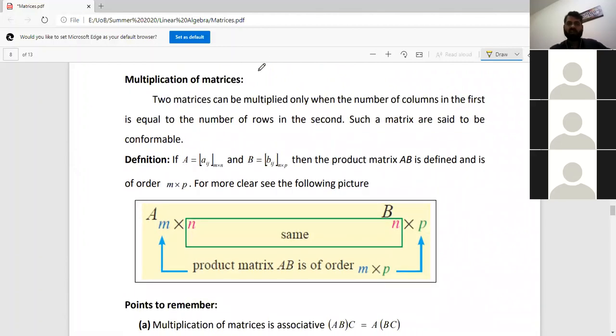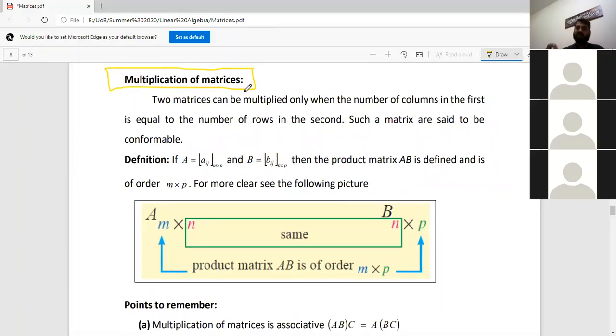Okay, I'm going to multiplication of matrices. What is multiplication of matrices? We have not multiplied two matrices yet. We added them, we subtracted them, and we multiplied a matrix with a scalar. That was called scalar multiplication.